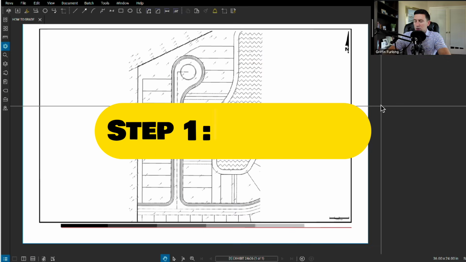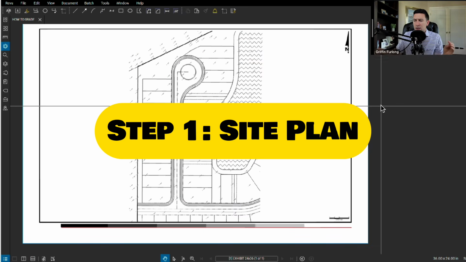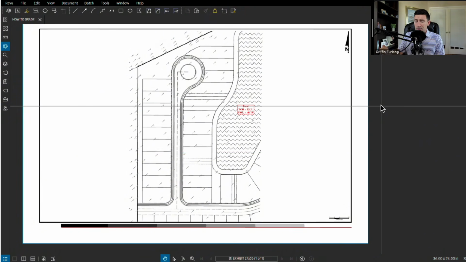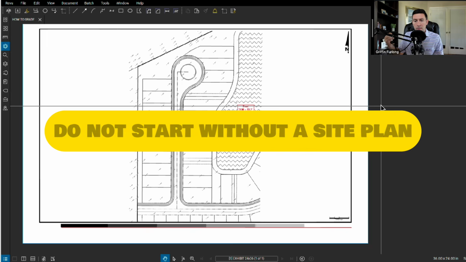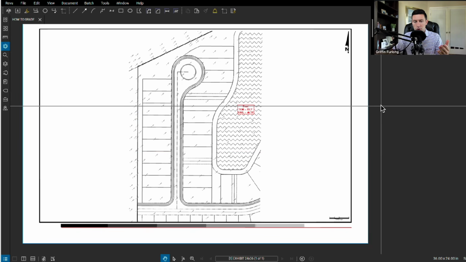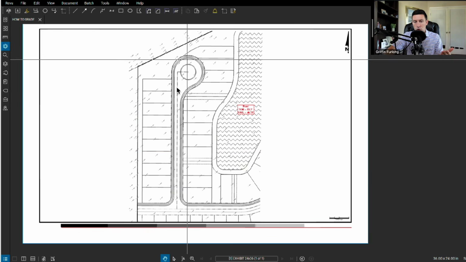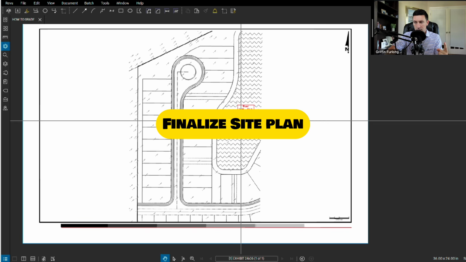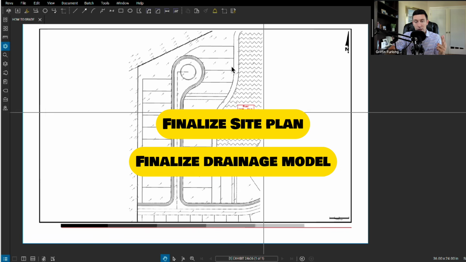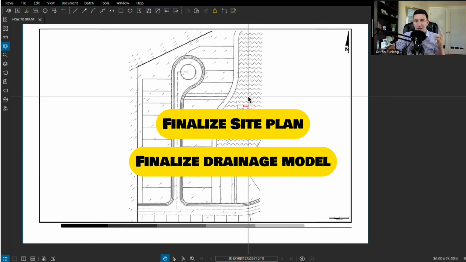Let's start by looking at the site plan. Now, what I will say here is that grading should never start until you have a final site plan. Why? Because if you start changing this cul-de-sac here, all the lots, all the ponds, all of your grades are gonna have to change. So you don't wanna begin a grading plan without a site plan. The order of operation to be an efficient civil engineering team is 1, finalize the site plan, 2, finalize the drainage model. We'll get to that in a second. And then you can begin your grading.